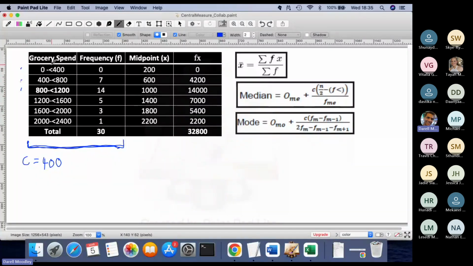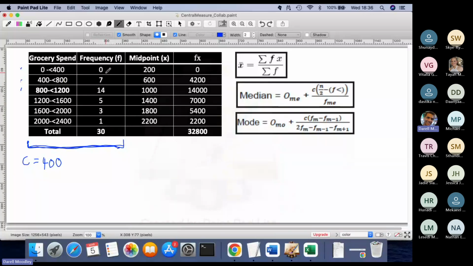All right. And wherever the first interval ends, the next interval begins. So this one ends at 400, the next one starts at 400. This one ends at 800, so the next one starts at 800, and so on. And the highest grocery band is people who spend between 2,000 and 2,400. There's not many people that spend that much. There's only one person.